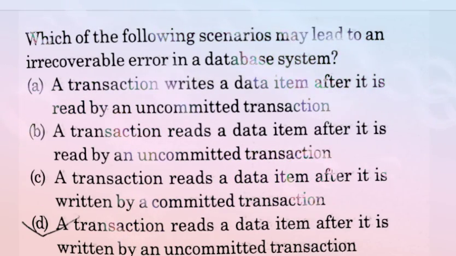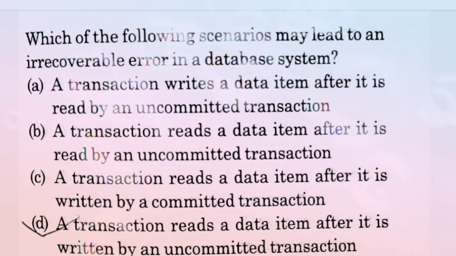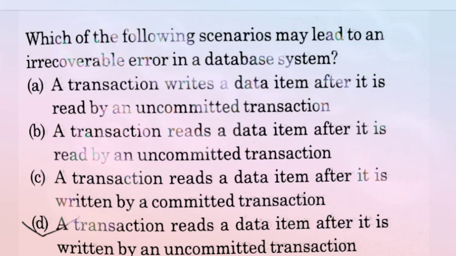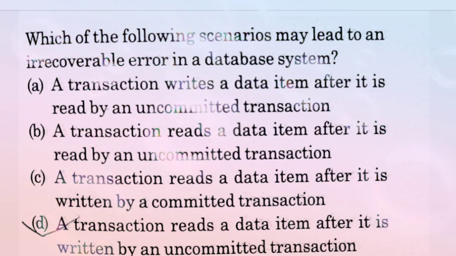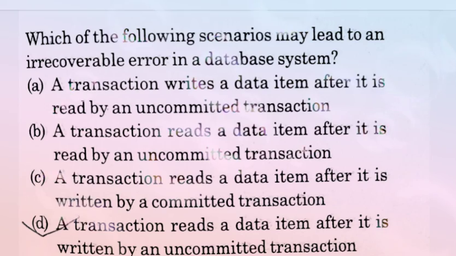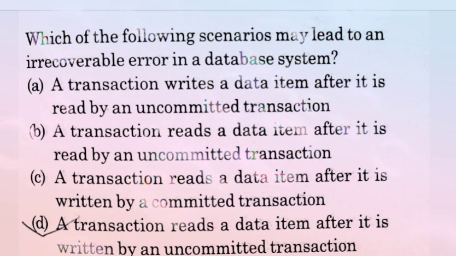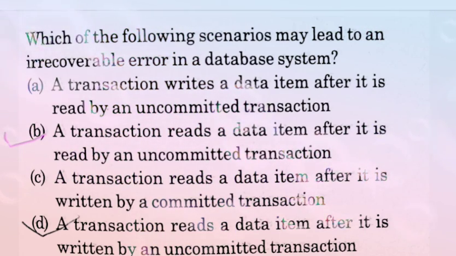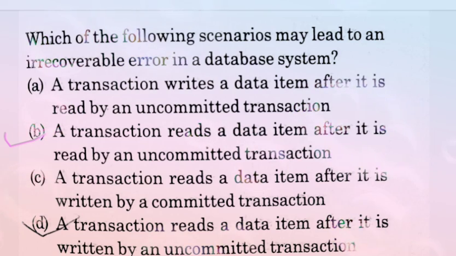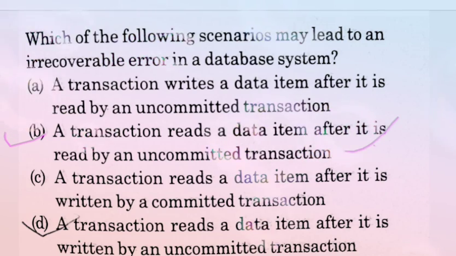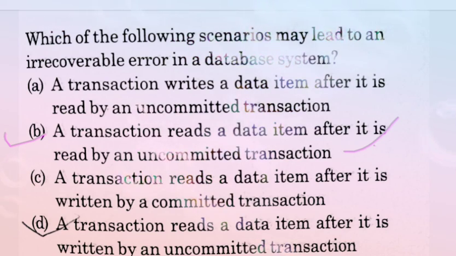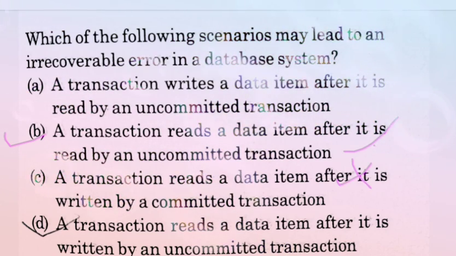Next question. Which of the following scenarios may lead to an irrecoverable error in the database system? There are four options. Option A, a transaction writes a data item after it is read by an uncommitted transaction. It is not correct. Option B, a transaction reads a data item after it is read by an uncommitted transaction. It is also incorrect. Option C, a transaction reads a data item after it is written by a committed transaction. It is also incorrect.